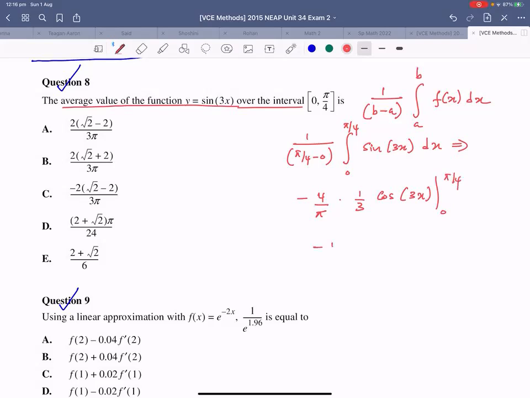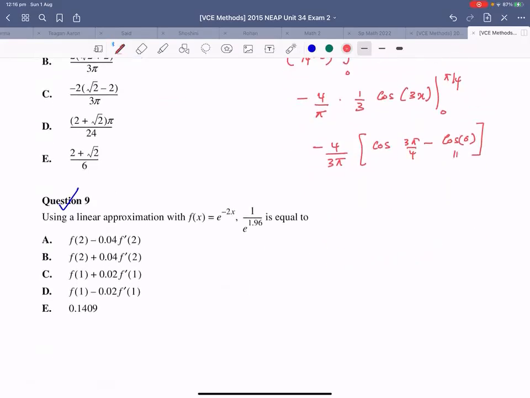So the answer would be minus 4 divided by 3 pi times cos 3 pi divided by 4 minus cosine 0. So cosine 0 is 1. What is cos 3 pi divided by 4? This is going to be cos of pi minus pi divided by 4, which is minus cos pi divided by 4. So minus 1 divided by square root 2.